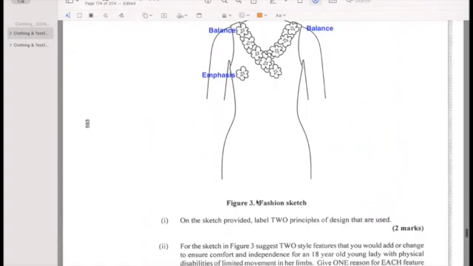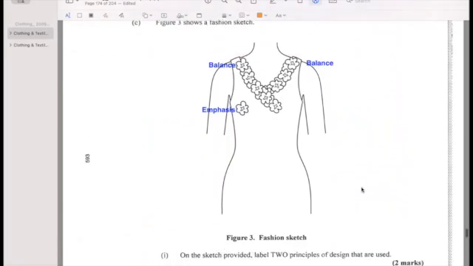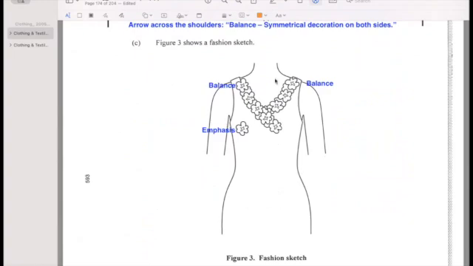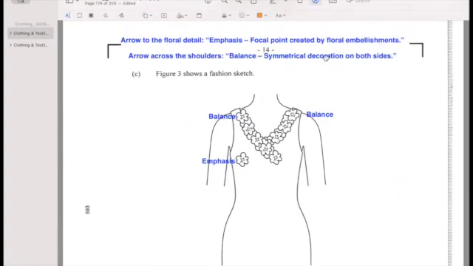All right. They gave us a figure here, figure 3, and this is a dress. They asked the question: on the sketch provided, label 2 principles of design. So we have 2 principles of design we're going to label. Here we'll call the balance, and we'll put an arrow on both sides. So both sides are the same, that says balance. What is on the left is also on the right. All right, the emphasis now is a focal point, creating the floral here. So this will be the emphasis. These 2 parts will be the balance that I label here, and this part with the rose will be the emphasis.